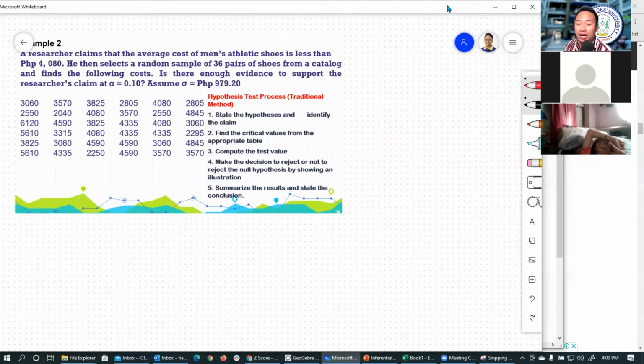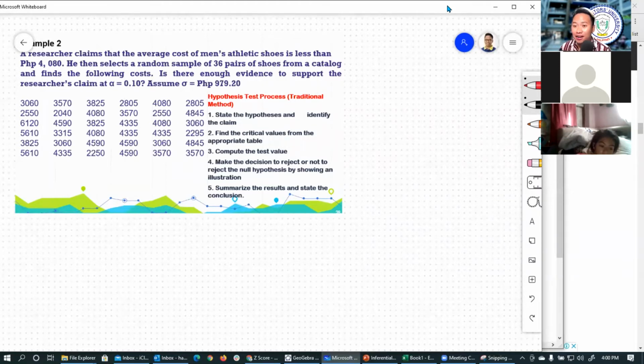A researcher claims that the average cost of men's athletic shoes is less than 4,080 pesos. He then selects a random sample of 36 pairs of shoes from a catalog and finds the following costs. So the costs below, guys, are the different costs from the catalog for the 36 pairs of shoes. The question here is: is there enough evidence to support the researcher's claim at alpha 0.10?